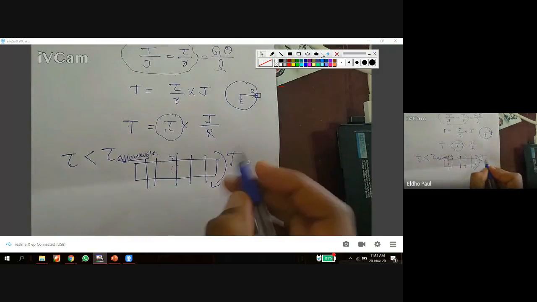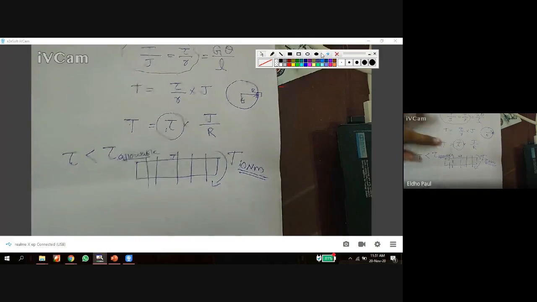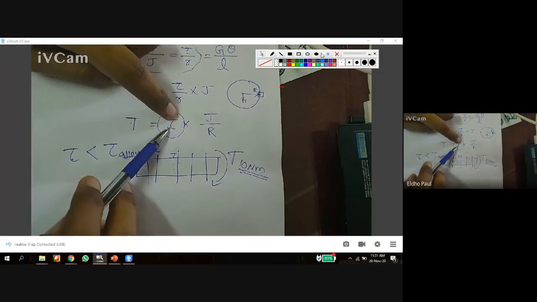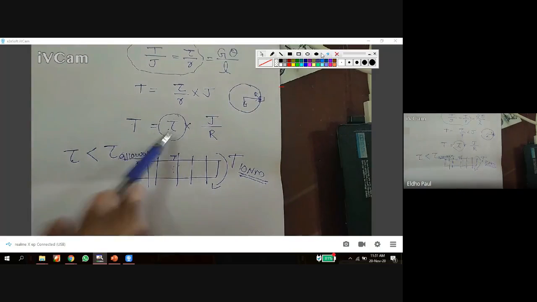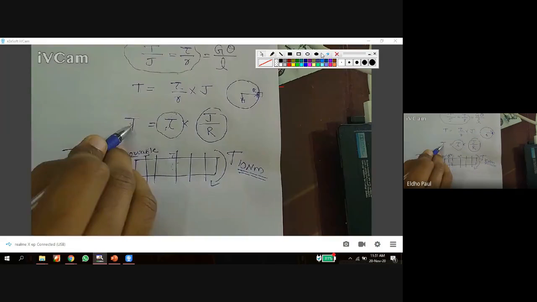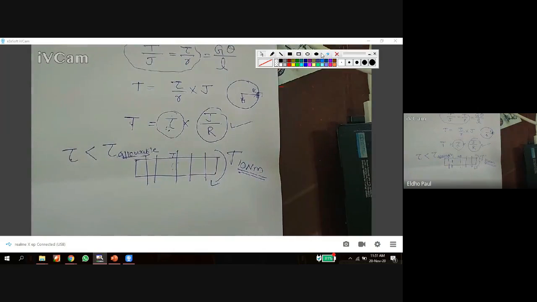I have to transmit, for example, 10 Newton meter torque. So the T value is constant. In my application, I have to transmit 10 Newton meter torque. So our aim is to reduce this tau value corresponding to 10 Newton meter. How can I reduce this tau value? By increasing this J by R value. So for a constant torque, to reduce this tau value, I should increase this J by R.